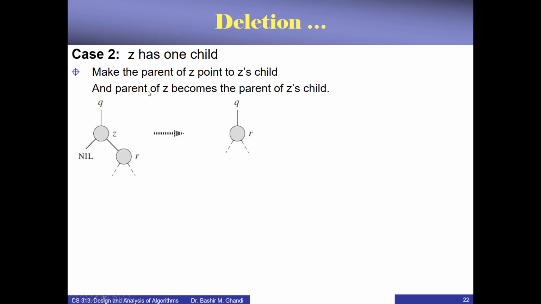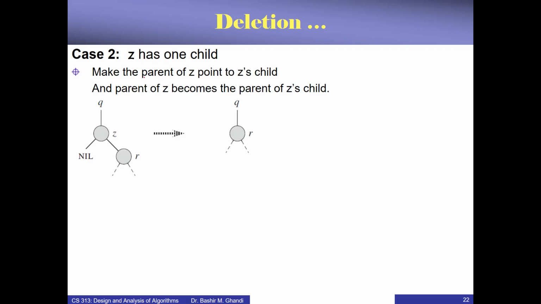Similarly, the parent of Z becomes the parent of Z's child. In other words, this is a Z child. Its parent should go up to replace the pointer that's coming from Z, so that the parent of Z becomes the parent of R in this case. So actually this is, if you like, two-way direction.